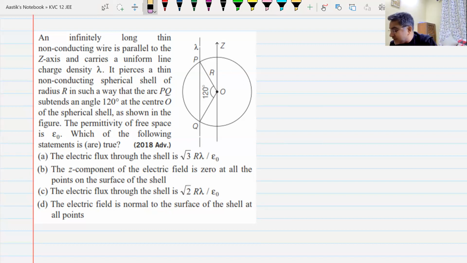It cannot get simpler than this one. The electric flux through the shell is this, the Z component of electric field is this, the electric flux through the shell is this. So out of A and C, only one can be correct, and the rest is simple theory. Your time that remains on your clock is only 1 minute, my dear friends.